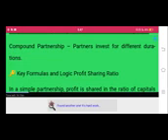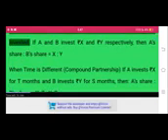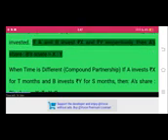Types. Simple partnership: all partners invest for the same period. Compound partnership: partners invest for different durations. Key formulas and logic, profit sharing ratio. Simple partnership: profit is shared in the ratio of capitals invested. If A and B invest rupees X and rupees Y respectively, then A's share : B's share equals X : Y.